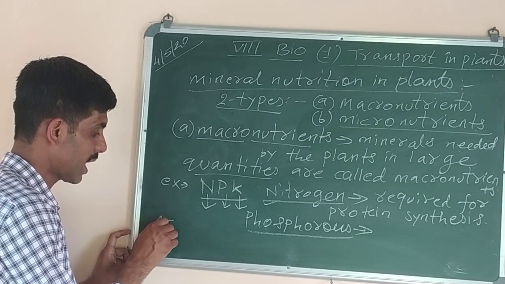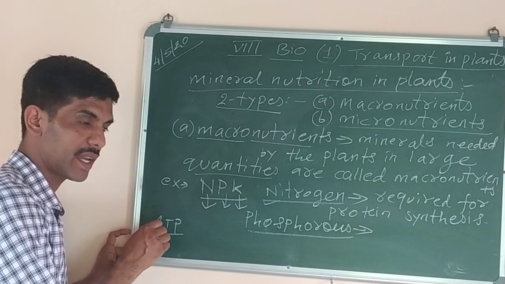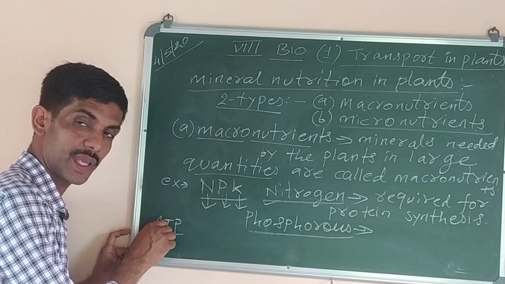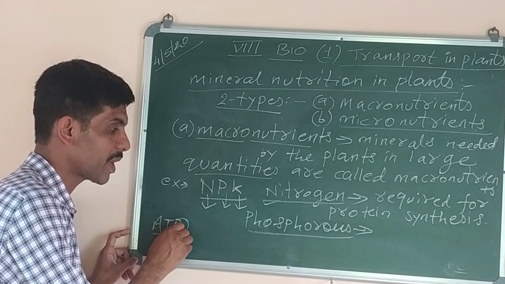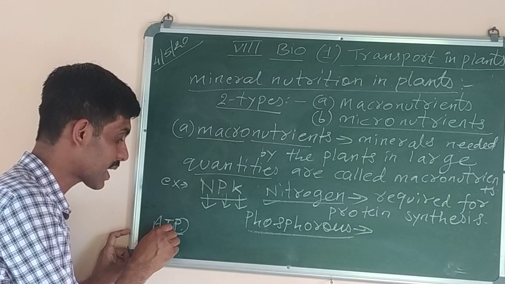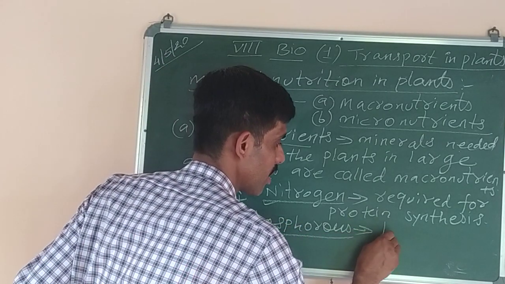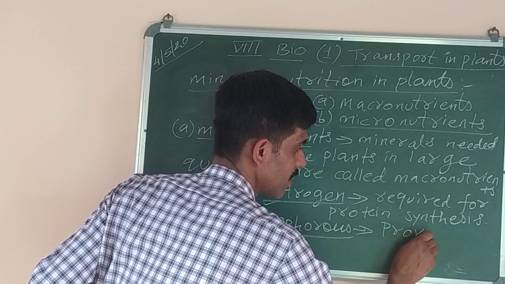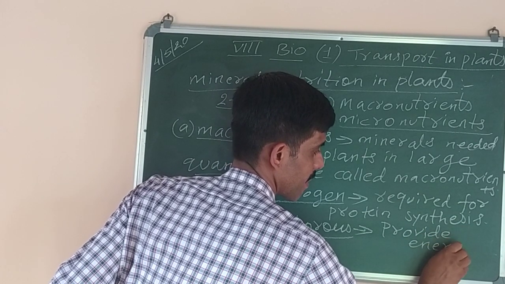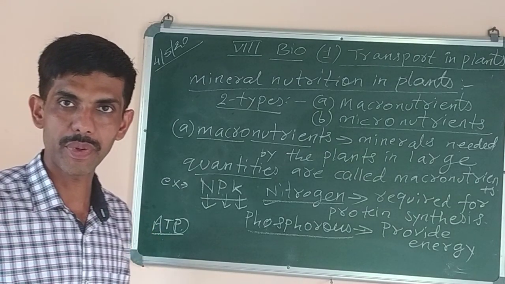I said the word ATP, which is the energy currency of the cell, and its full form is adenosine triphosphate. Tri means three. Phosphate means it is made up of phosphorus. So it forms energy-rich compounds like ATP, ADP. So it helps to produce or provide energy in the plants in the form of energy-rich compounds like ATP, ADP and all.